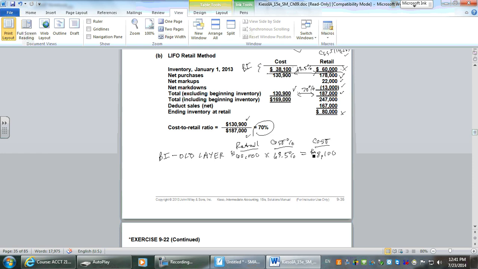Okay. New layer, this is from this year, right? What we added. How much new layer do you have at retail? Yeah, 80 at retail less the 60 beginning inventory is 20,000. Here we go. And what's my cost percentage on that stuff? 70. So you're going to use the new layer. That's all. Okay. That's 14,000.